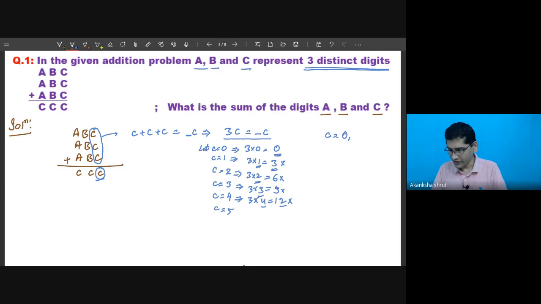If we are taking C equals 5, then 3 into 5 is 15. Yes, it appears correct because the unit digit of the number that we are going to add is 5 and the sum we obtained is also 5. It means this C equals 5 is possible, as we observed for 0. So the possible values of C are 0 and 5. We shall give more trials so that all the possible digits can be checked.